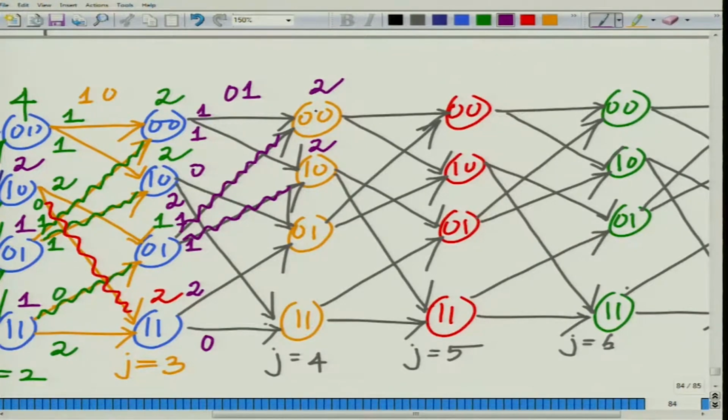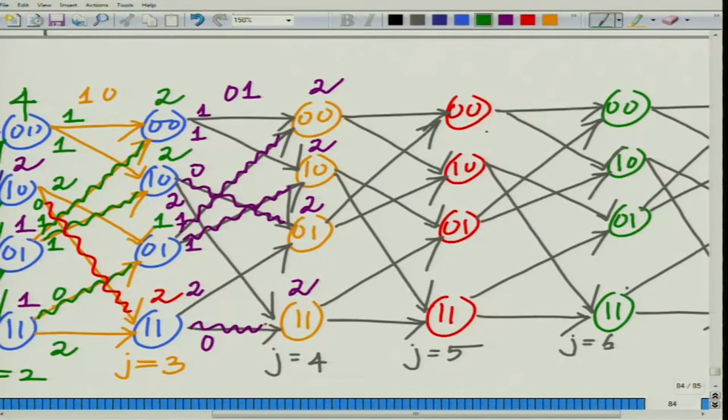And to 0 1 I can either come from 1 0, so 2 plus 0, that is 2, or from 1 1, 2 plus 2, that is 4. So the minimum is naturally 2 plus 0, that is 2, and the minimum branch is between 1 0 and 0 1. And to 1 1 I can either come from 1 1, that is 2 plus 0, 2, or from 1 0, that is 2 plus 2, 4. So needless to say, the minimum distance branch corresponds to this.